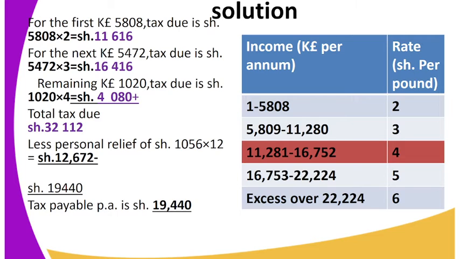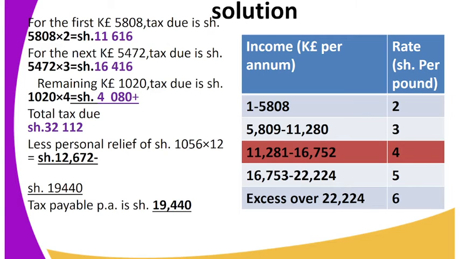So the second band is equal to what? You subtract 11,280 minus 5,809. What do you get? Can you subtract for me? I know you've gotten 5,472. If you've not gotten that, please do it again. So you take 5,472 times 3 because the rate is 3 on the second band. What do you get? You get 16,416.